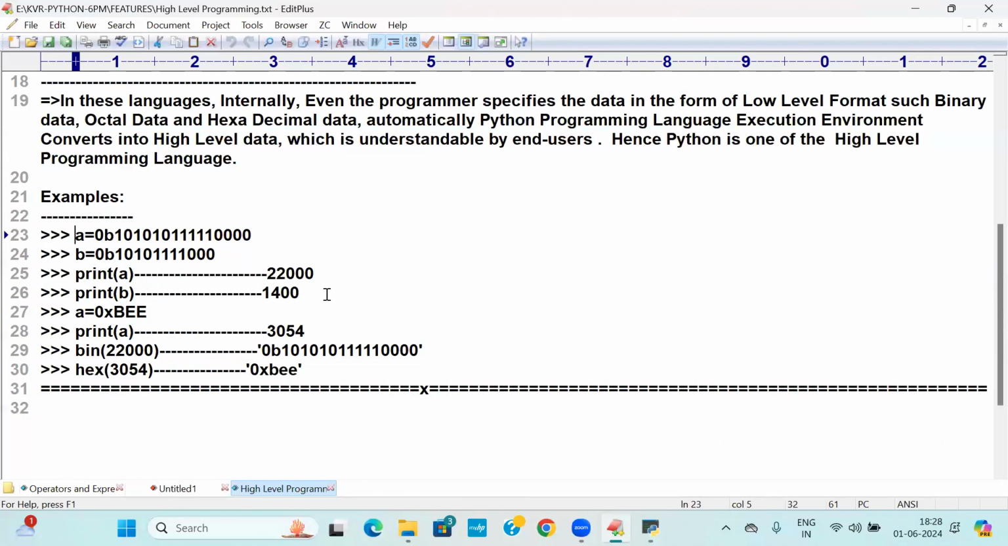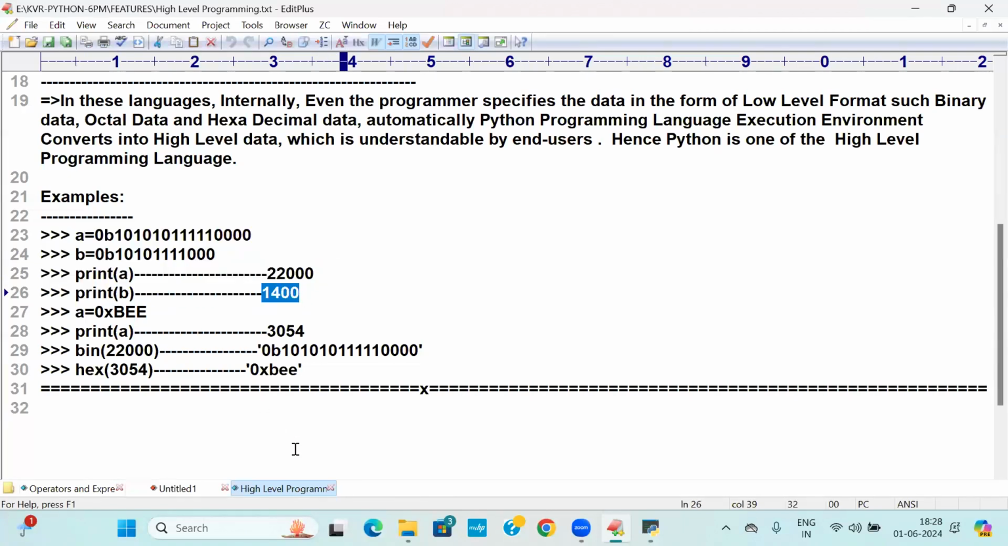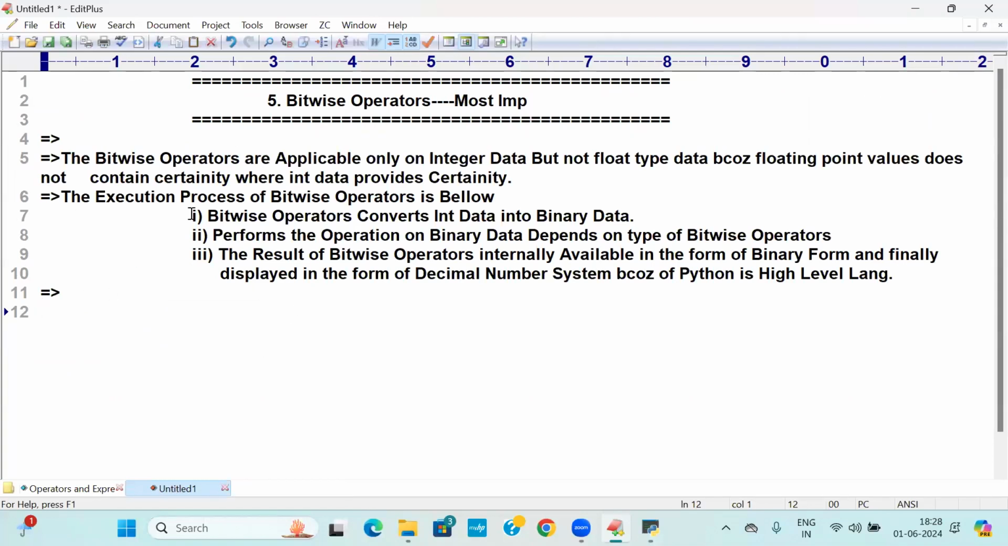Even though you represented binary, everything comes in the form of what? Decimal number system. You have to remember everything, student. So this is the binary number system process, the execution process of bitwise operators.